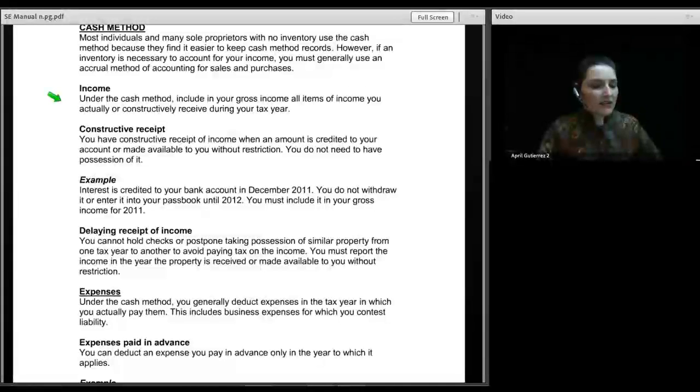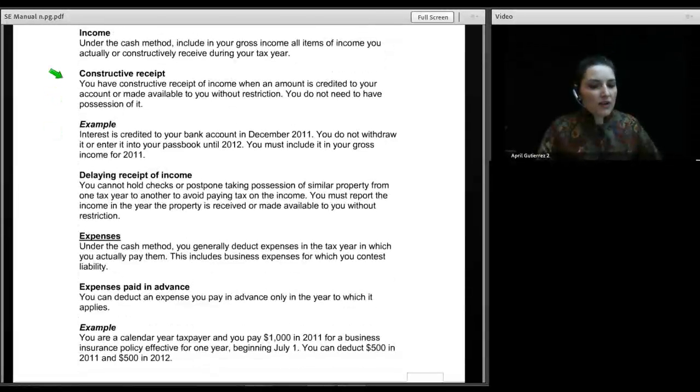Now let's look at income. Under the cash method, you include in your gross income all items of income you actually or constructively receive for your tax year. And you have to work on constructive receipt and think about that as well. You have constructive receipt of income when an amount is credited to your account or made available to you without restriction. You do not need to have possession of it.